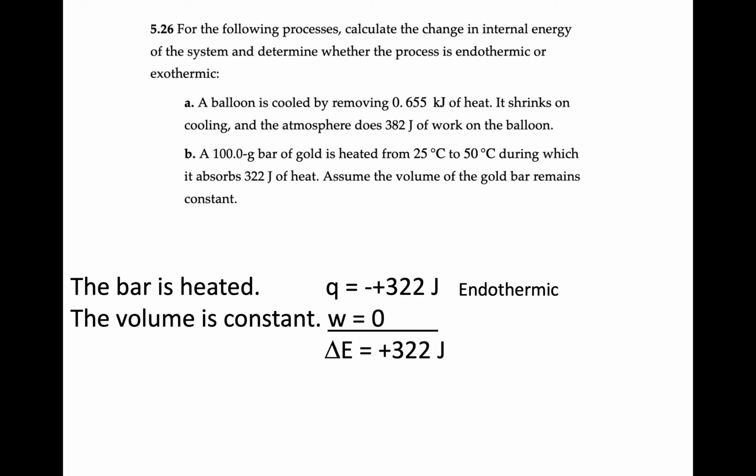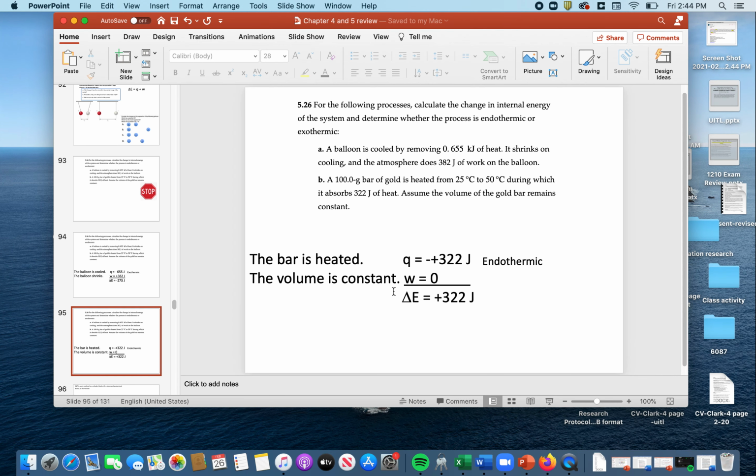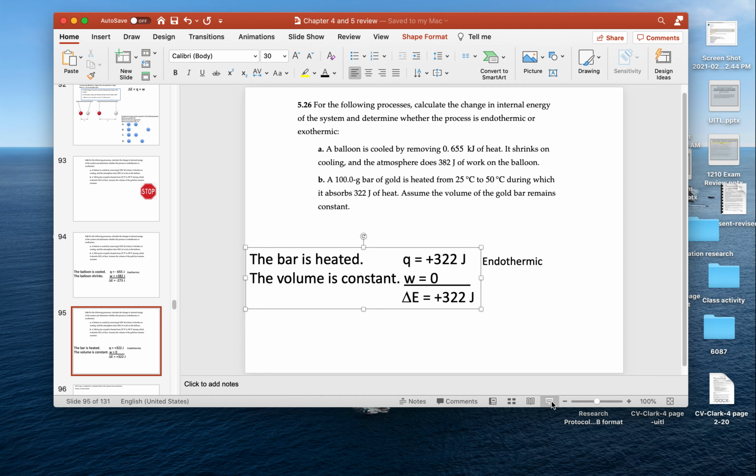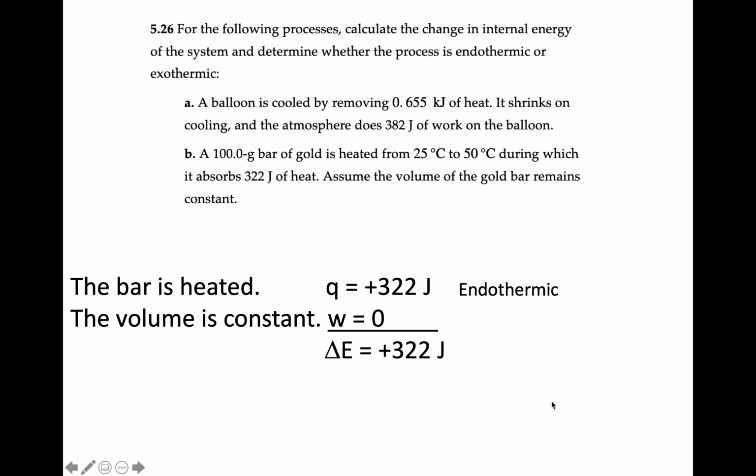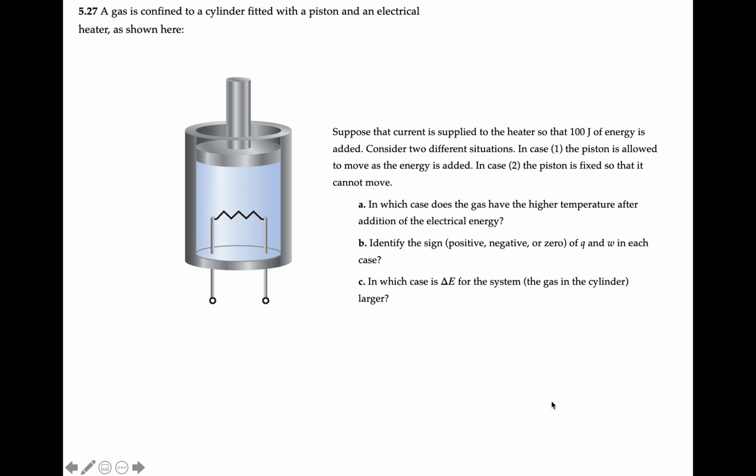Here would be the second example. It says the bar is being heated, so I would call that an endothermic process. I would say, in this case, it says that the volume is staying constant, no change there. So I think the internal energy is going up because the bar is being heated, but no work is being done. Here's another scenario.